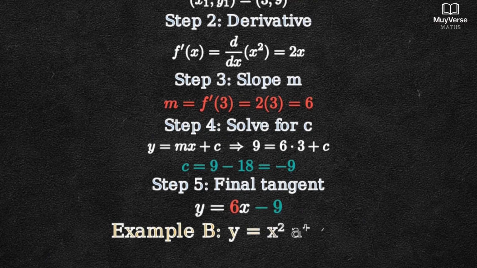Example B. Tangent to y equals x squared at x equals 2.